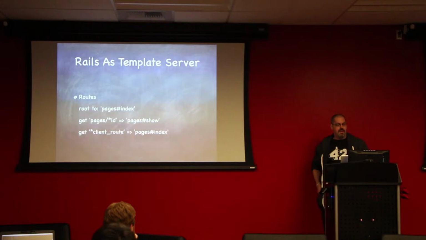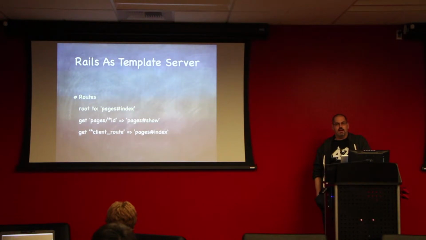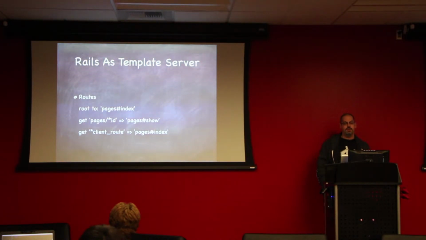So there's a couple of things that I do to set it up as a template server. There's some routes. I decided to go with a controller called Pages. You can call it whatever you want. Pages index is just going to be my application. It's going to serve up a basically blank template file that has a root Angular node on there. And then the templates are all served up using Pages show.